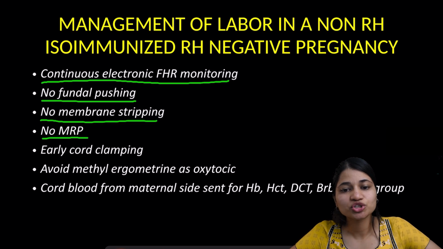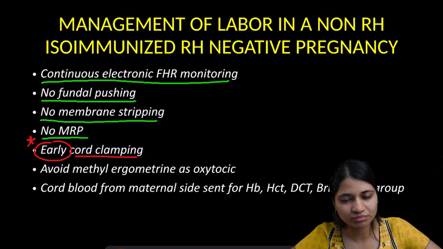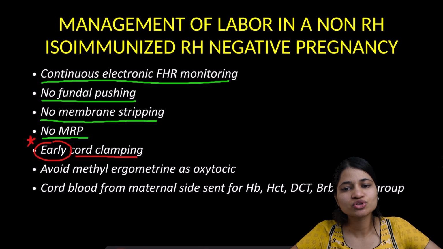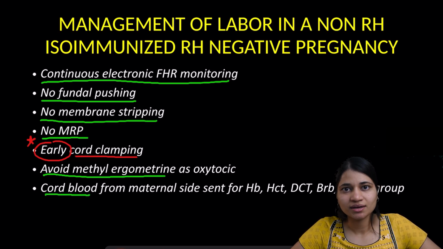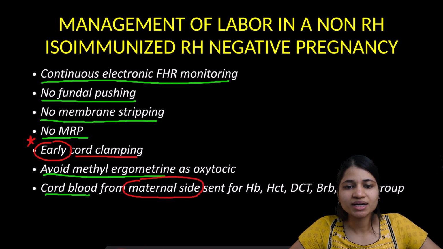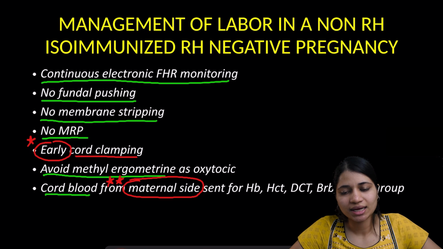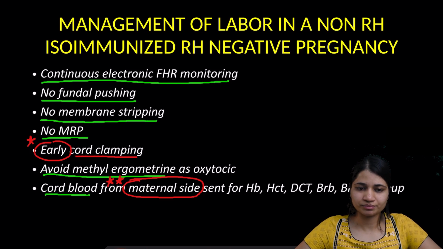Very importantly, we should do early cord clamping to prevent any further passage of antibodies from the mother to the baby. We should avoid the use of methylergometrine during active management of third stage of labor, and the cord blood should be taken from the maternal side. Friends, please remember, it is the cord blood from the maternal side which should be sent for investigations like hemoglobin estimation, hematocrit, direct Coombs test, bilirubin and blood group estimation.